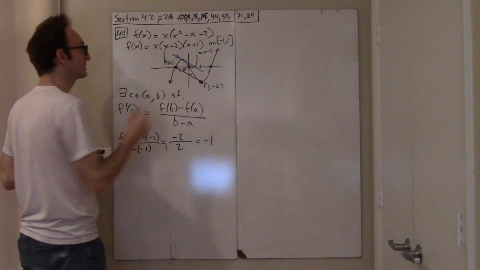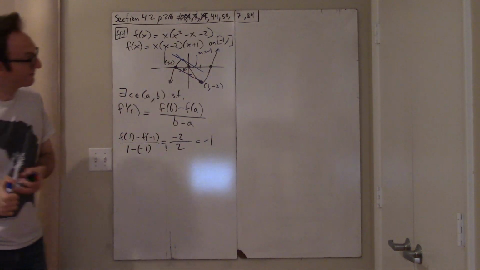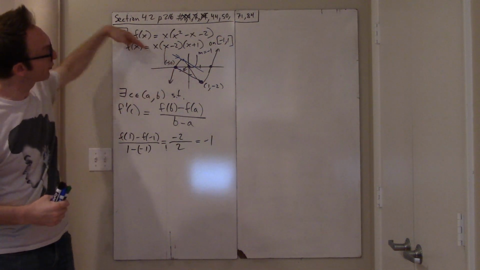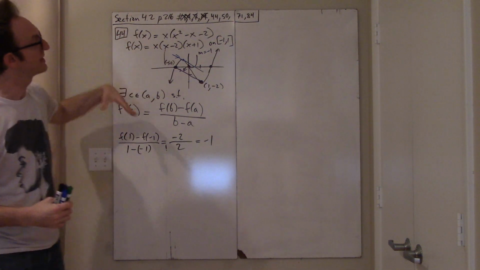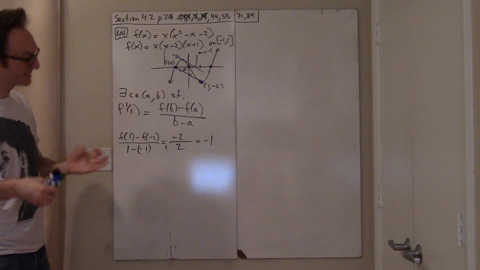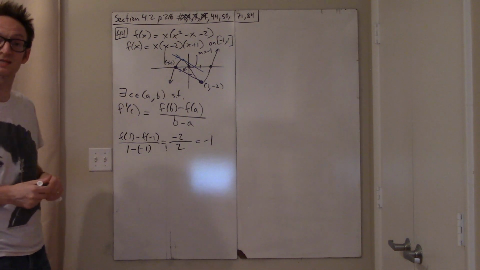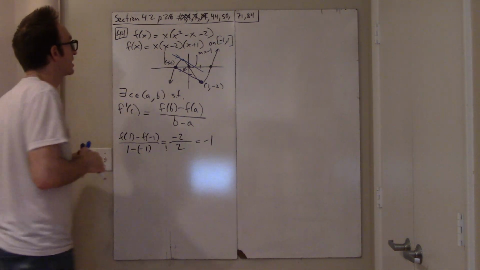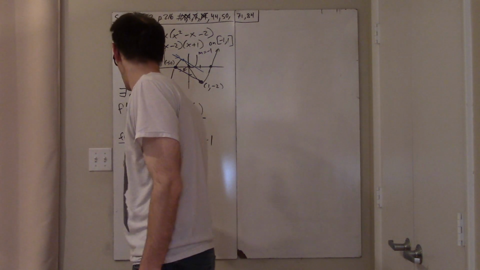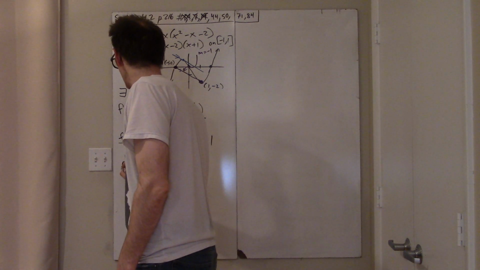And that's exactly what the mean value theorem guarantees. If the overall rate of change is negative 1, then somewhere on the interval, the instantaneous rate of change is negative 1. This is the content of the mean value theorem. Okay, and so we can just do it now by doing some calculus.